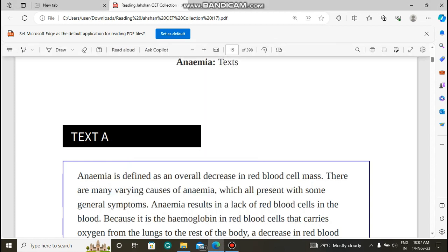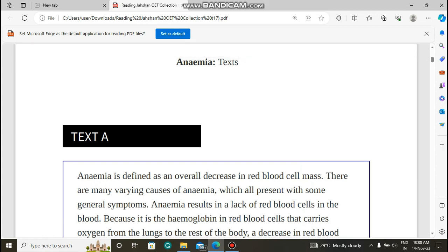Today I am going to take the reading part. Reading part consists of three sections A, B and C. A part is subdivided into A, B, C and D. Today I am going to discuss passage anemia.